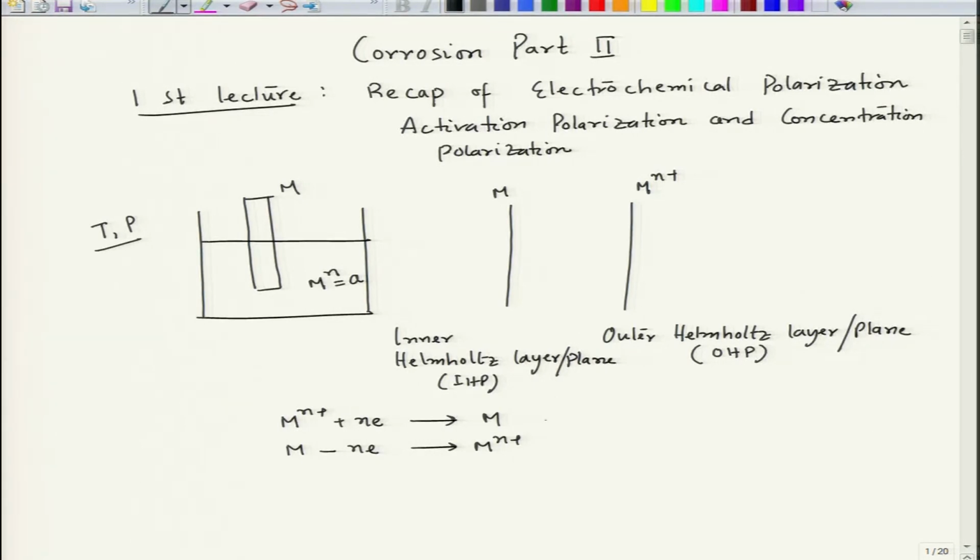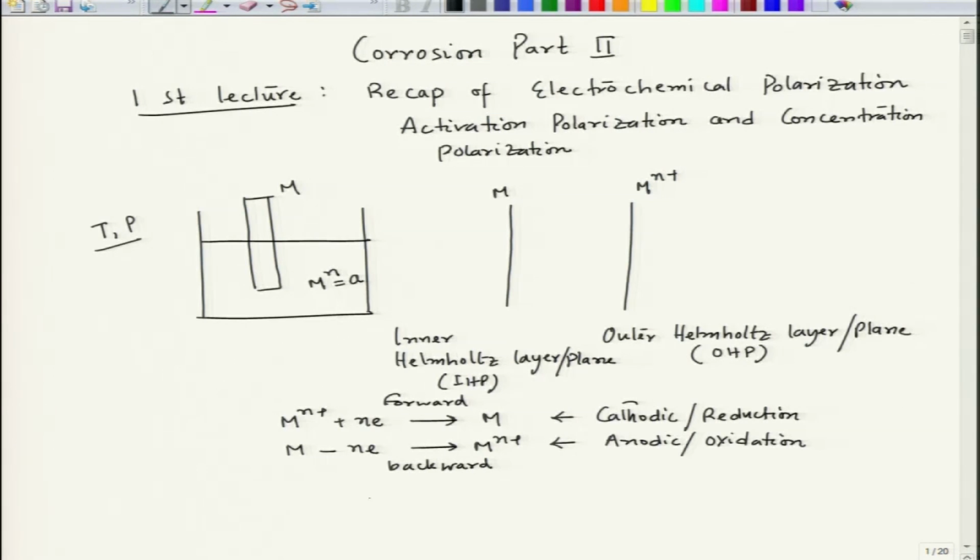Now, we see that one particular reaction is cathodic in nature, cathodic or reduction. And another reaction is anodic or oxidation. Now, every reaction would try to reach equilibrium for a particular temperature and pressure condition. These two reactions would also like to go to equilibrium. Now, if they would like to go to equilibrium, so if this is the forward reaction and this is the backward reaction, then the rates of forward and backward reactions at that particular temperature and pressure condition should be the same, should be equal.